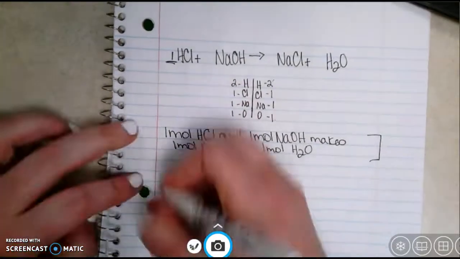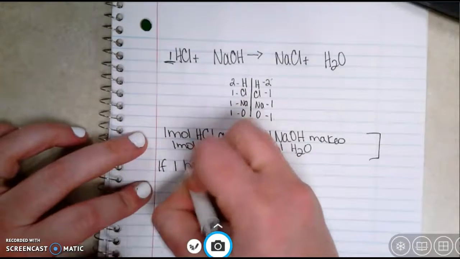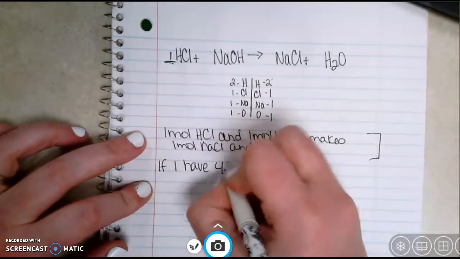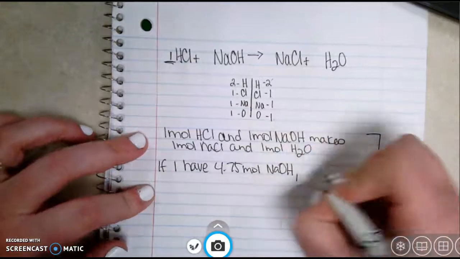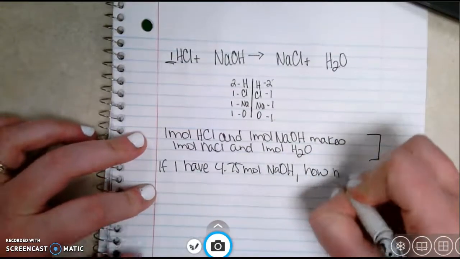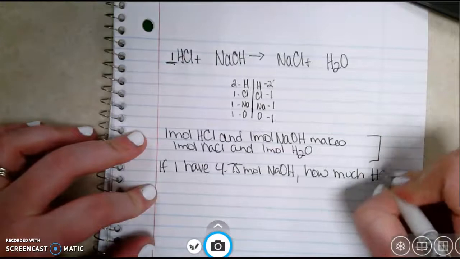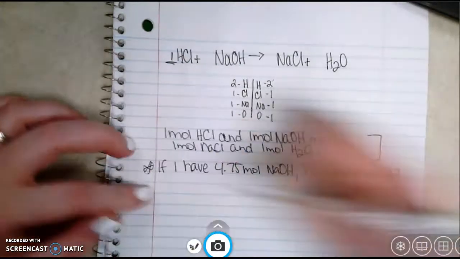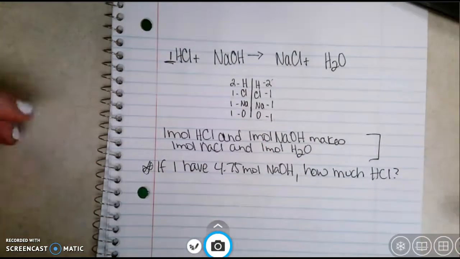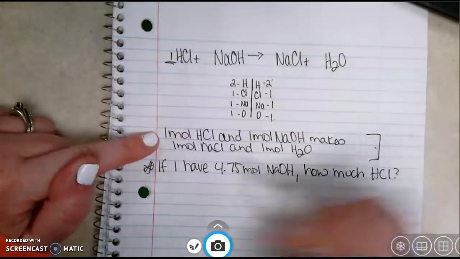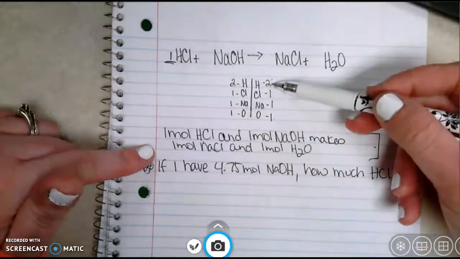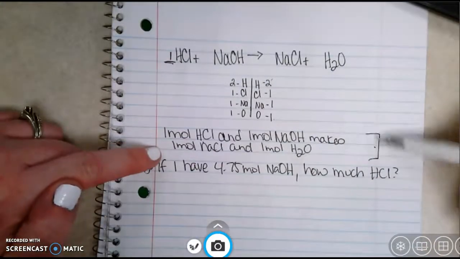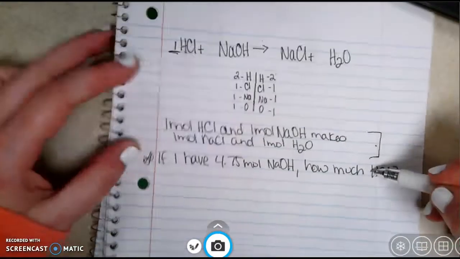So what if I have 4.75 moles of NaOH, and I want to find out how much HCl. So this is our problem. I have my conversion factor, which is basically just 1, 1, 1, 1, 1. And I made sure that was balanced. I wrote it out just to double check myself. And so here is my problem.